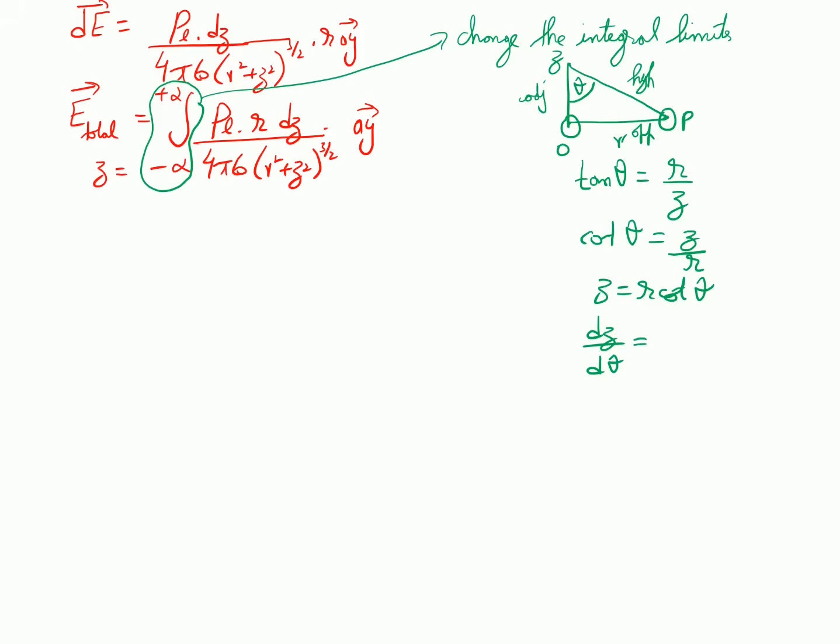So it comes out to be minus r cosecant square theta, and let's shift the d theta from here to the other side. So this is the equation I get for z and d of z, which is going to be helpful for analysis when we find the integration. Now from this equation, let's find the value of theta. It comes out to be cot inverse z by r.